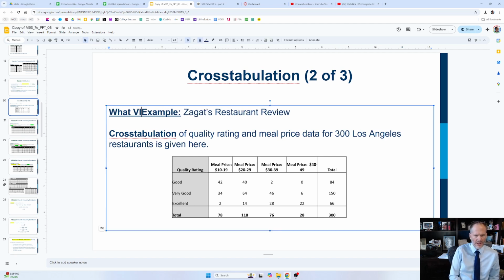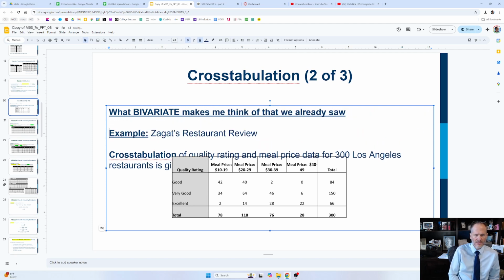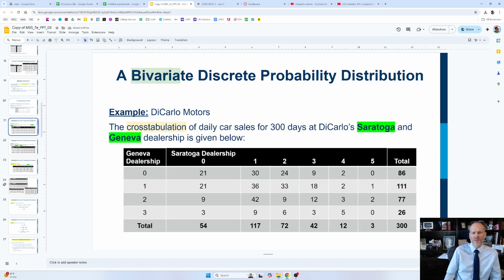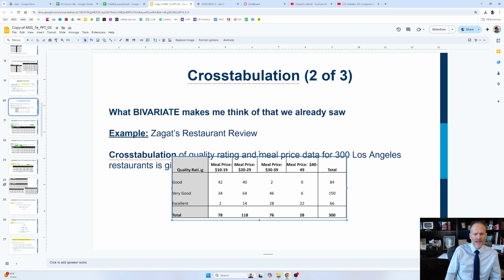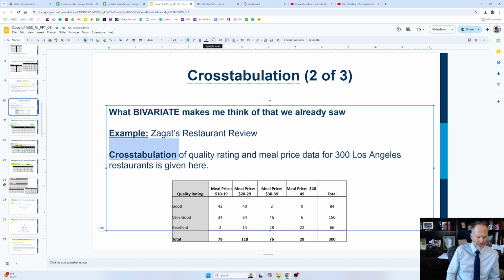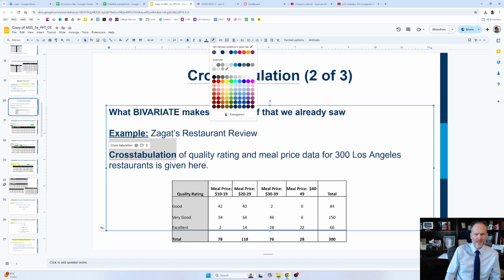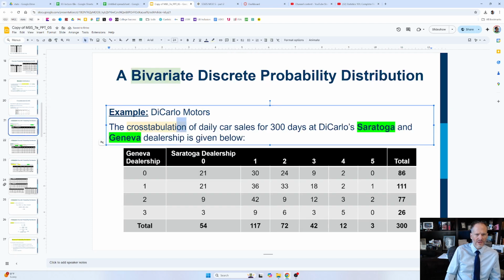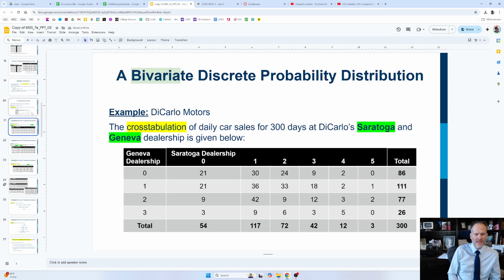Just kind of what bivariate makes me think of that we already saw, right? So we'll just put that there. Here is an example of a bivariate discrete probability distribution. Check it out, cross tabulation, right? This was called cross tabulation, and I need to move this down now. There we go. We'll just highlight cross tabulation there. So we already learned a little bit about cross tabulation, which is good. I didn't even realize that was going to be there. Here's cross tabulation again, and we'll bright yellow that to match the previous slide. Here's another cross tabulation: bivariate discrete probability distribution.